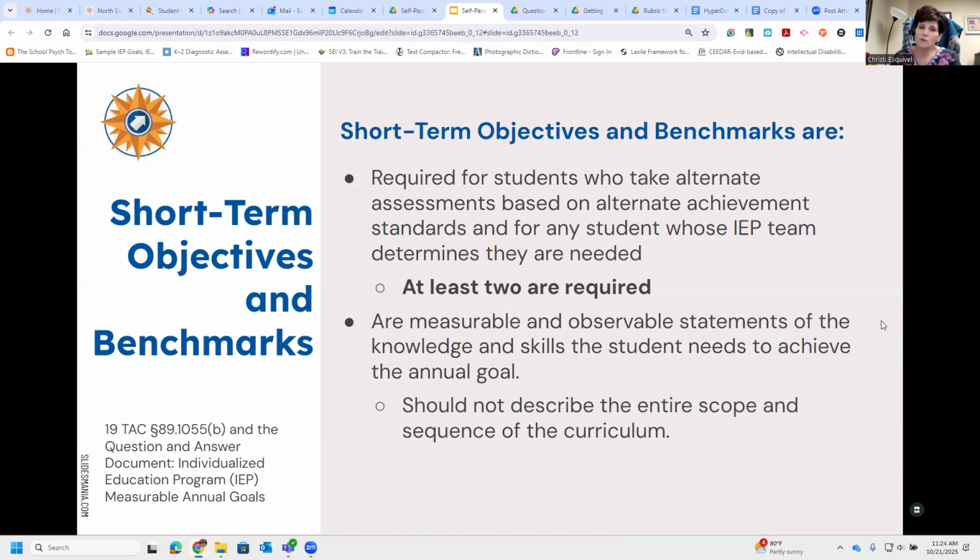When might an ARD committee determine that short-term objectives or benchmarks are needed for a student that doesn't take an alternate assessment? As best practice, short-term objectives or benchmarks are recommended for students who are significantly below grade level, served in a resource setting, or receive modifications. They allow us to more closely monitor the student's progress and determine how well the student is progressing towards achieving the annual goal. This can give us time to revise a goal that may not be appropriate for the student.